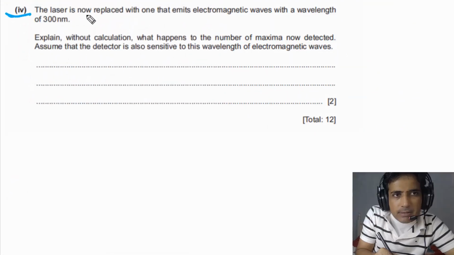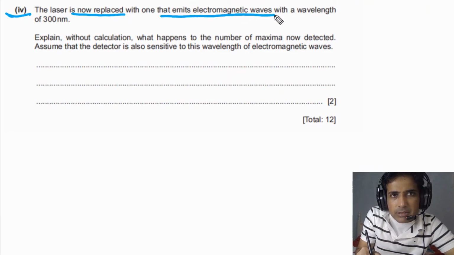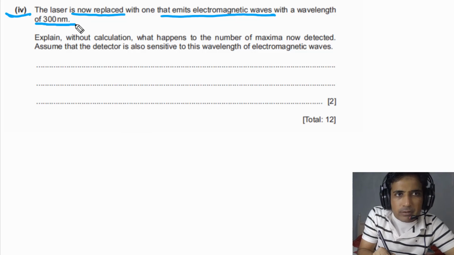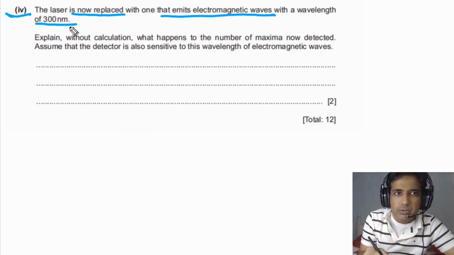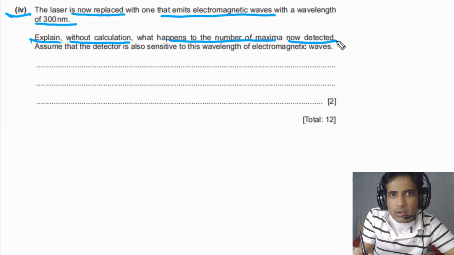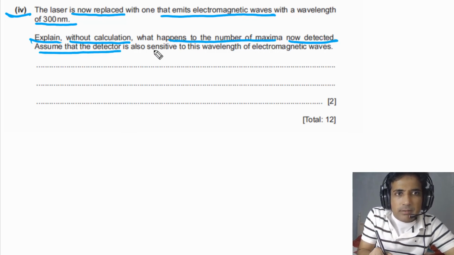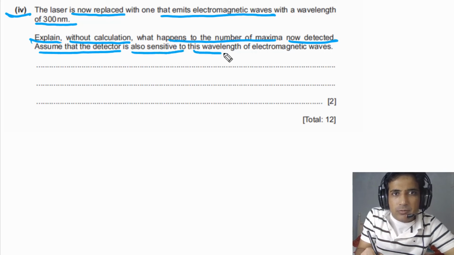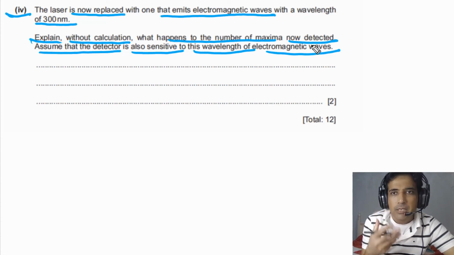For the last part, it is given to us that the laser is now replaced with one that emits electromagnetic waves with a wavelength of 300 nanometers. We need to explain without calculations what happens to the number of maxima now detected. Assume that the detector is also sensitive to this wavelength of electromagnetic waves. So this question is also about diffraction grating. Now we need to understand that lambda has been changed.